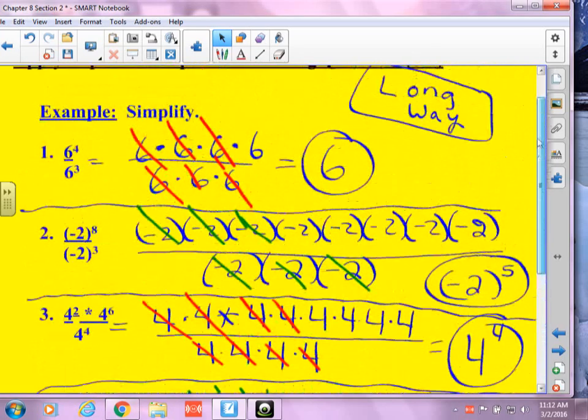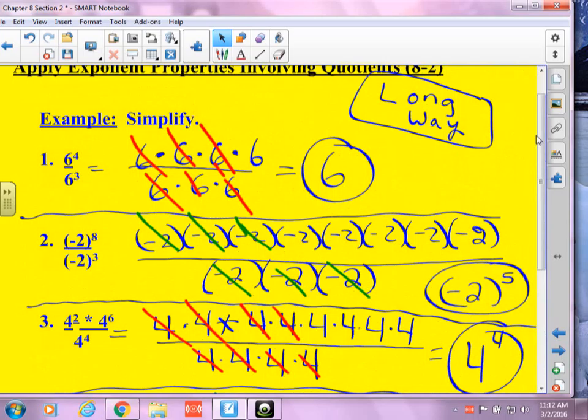Here we go. If I have 6 to the 4th and I have 6 to the 3rd, what do I do to get 6? Yes. Subtract. Subtract what? 4 and 3. The exponents, yeah. 4 minus 3 is 1, which gives me 6. 8 minus 3 gives me 5.